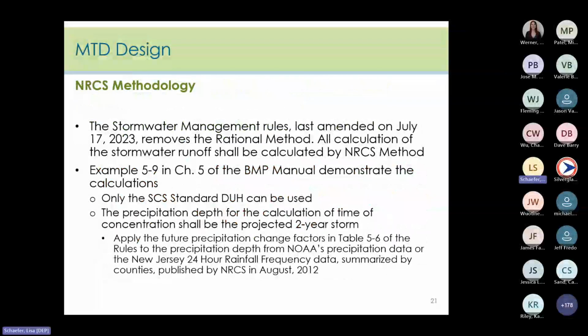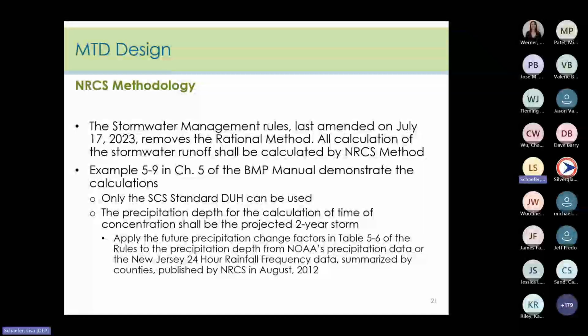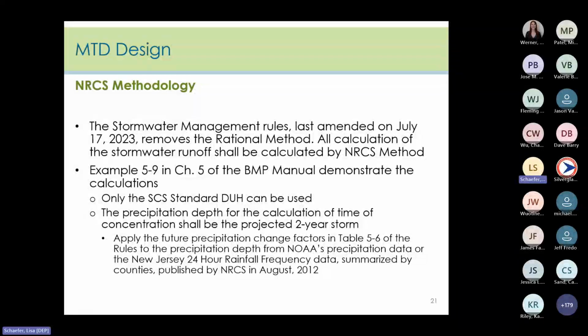So remember, MTDs are no longer sized using the rational method. The stormwater management rules that were amended in July of 2023 specify that the NRCS methodology shall be used. There's an example, number 5-9 in Chapter 5 of the manual, that demonstrates the necessary calculation. So that means you're going to make sure the standard dimensionless unit hydrograph is used, right? You can't use Delmarva, and the precipitation depth is based on the projected 2-year design storm.